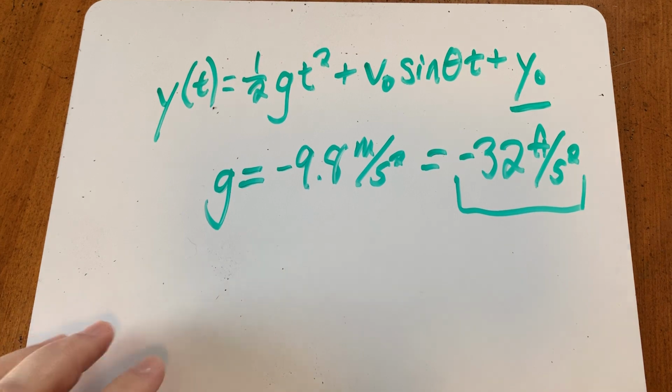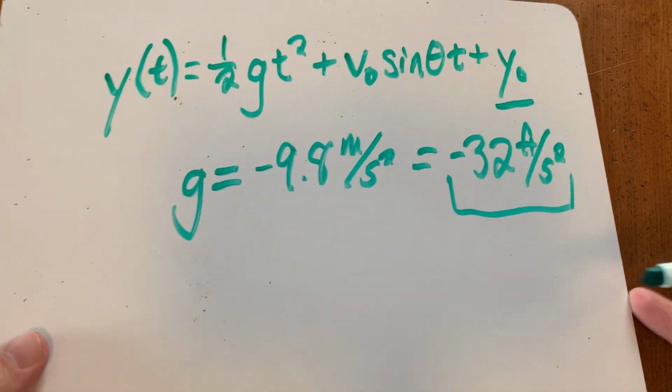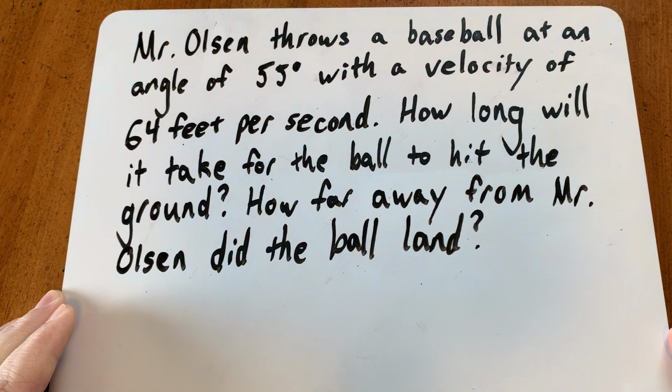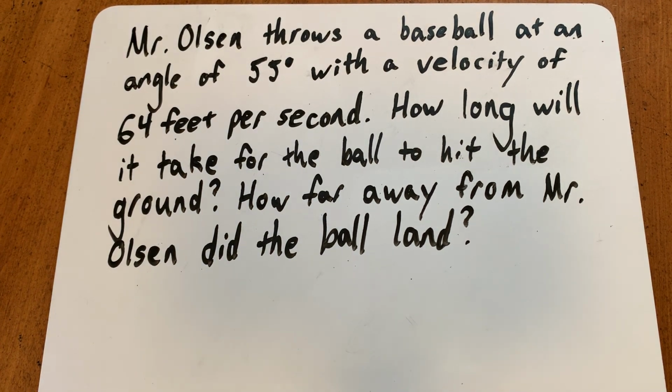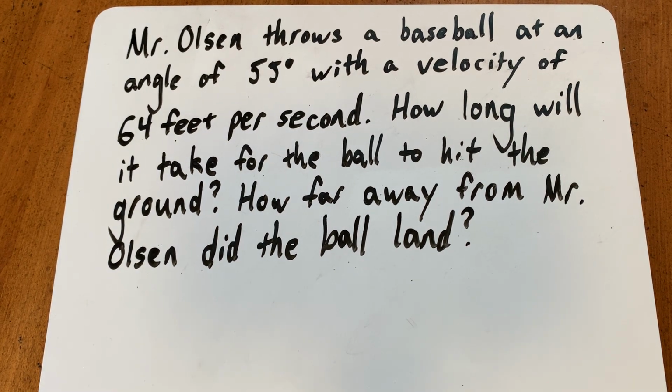All right, so we've got our equations. So let's say we had a problem. I wrote one out before. Mr. Olson throws a baseball at an angle of 55 degrees with a velocity of 64 feet per second. How long will it take for the ball to hit the ground, and how far away from Mr. Olson did the ball land?